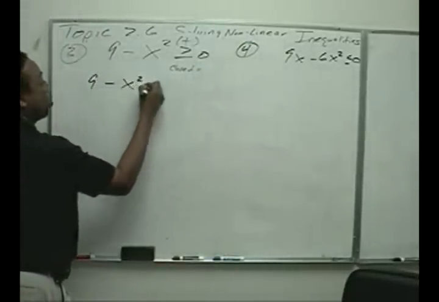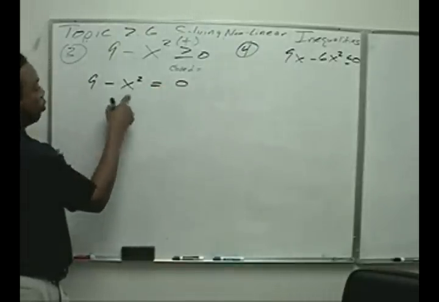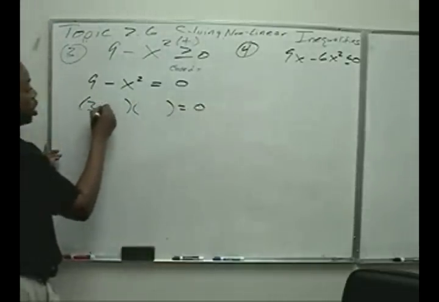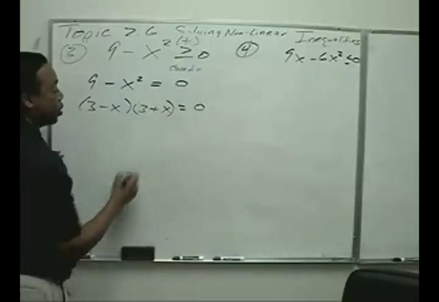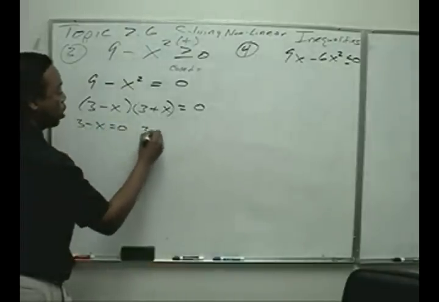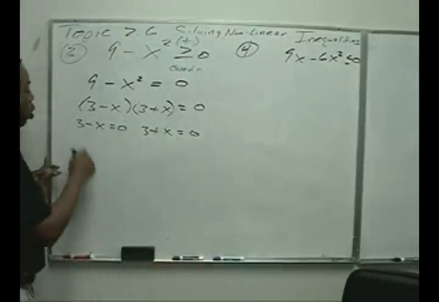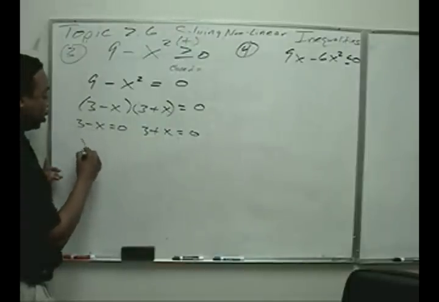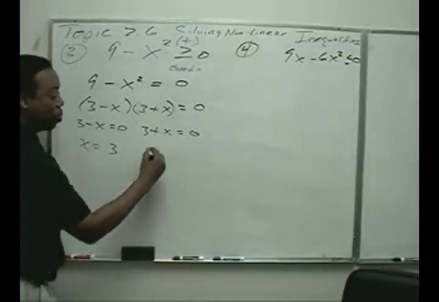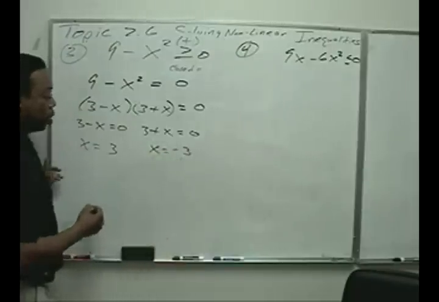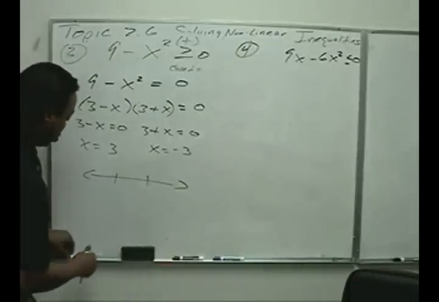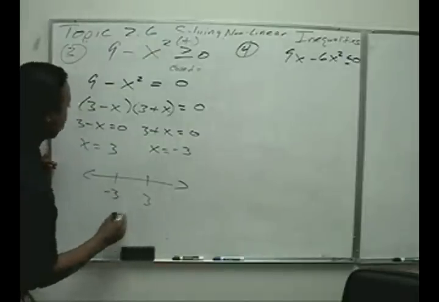So 9 minus x squared equals 0. This is a difference of two squares, so this will factor into two binomials that are conjugates, 3 minus x and 3 plus x. Here, I have 3 minus x equals 0, and I have 3 plus x equals 0. Well, 3 minus x equals 0 implies that x is positive 3. And 3 plus x equals 0 implies that x is negative 3. All right, so let's put all that on a number line. We have negative 3 and 3.